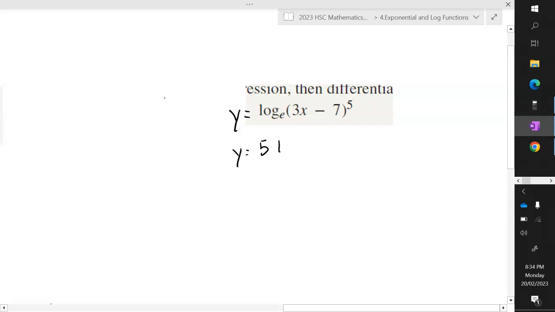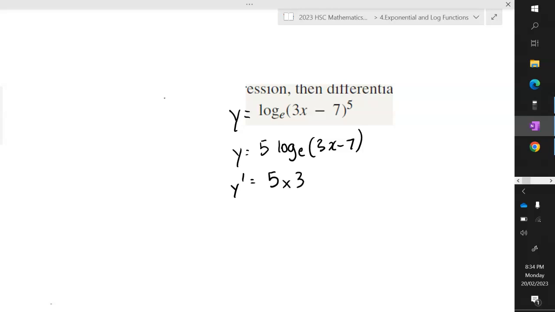So we're going to get 5 log e of (3x minus 7), and now it's in a workable format, so I can find y dash, which is going to have 5 still there. My derivative of the top is 3. I'm over my function 3x minus 7, so I'm going to get 15 over 3x minus 7.